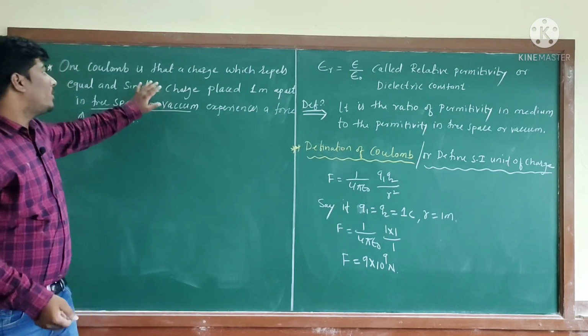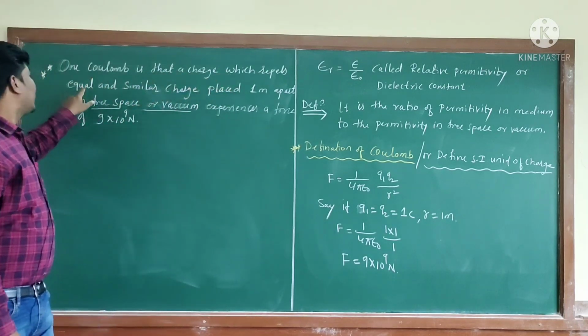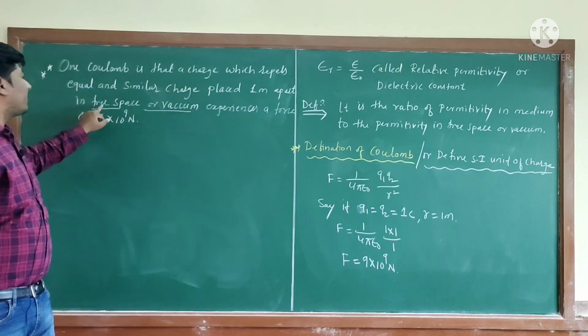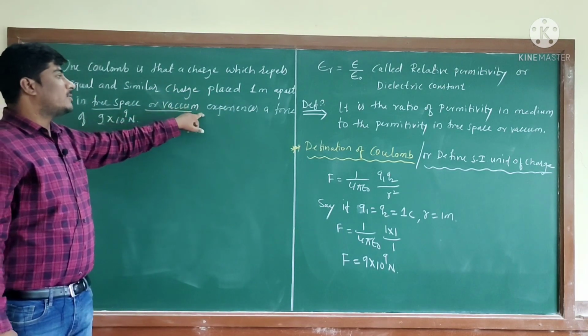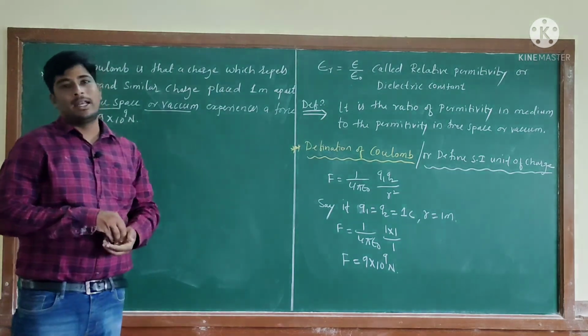So 1 Coulomb is that a charge which repels equal and similar charge placed 1 meter apart in free space or vacuum, experiences a force of 9 into 10 to the power 9 Newton.